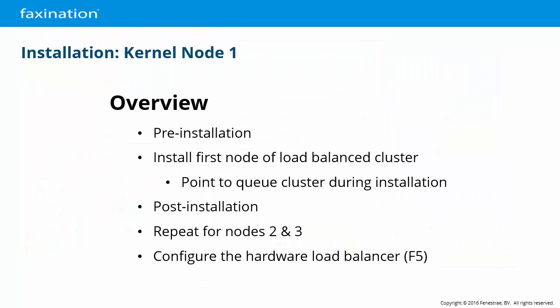Overview for kernel node 1. We're going to go through the pre-installation. We're going to install the first node of the load-balanced cluster, pointing to the queue cluster during installation. We're going to go through post-installation steps. We're going to repeat for the second and subsequent nodes, and then we're going to configure the hardware load balancer.